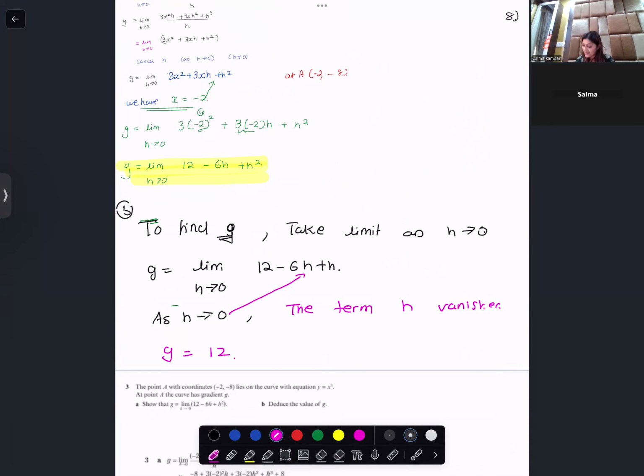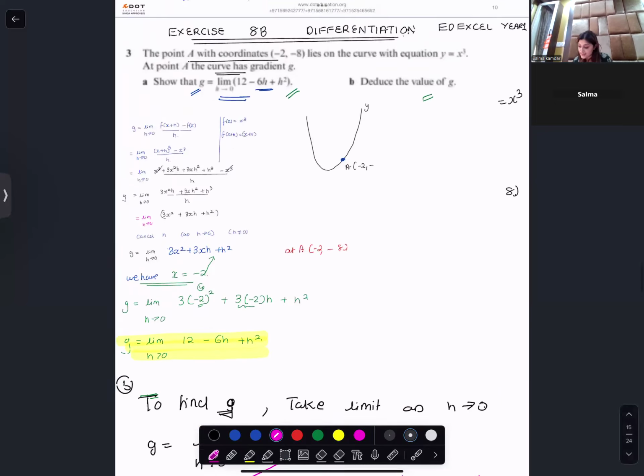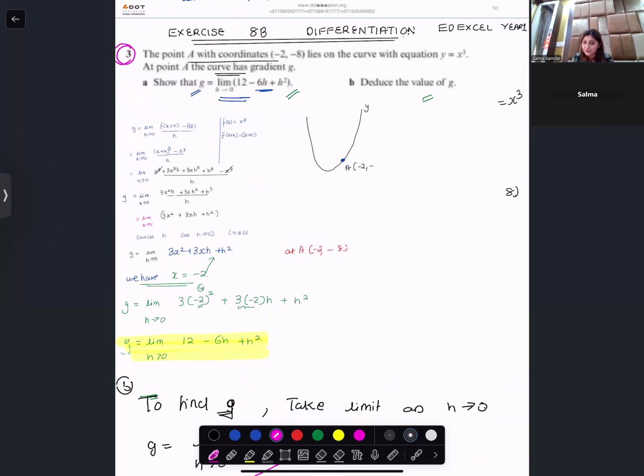Please remember, when I am vanishing h, I will remove this limit. So my final answer is the value of g is 12. Okay. When they say deduce the value of g, that means they're asking you to calculate the exact value of g. That's it. So this is exercise 8B, question number 3 at Excel Pure Maths Year 1.